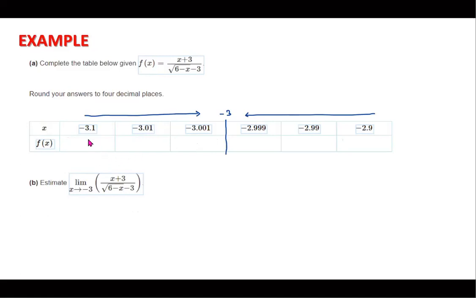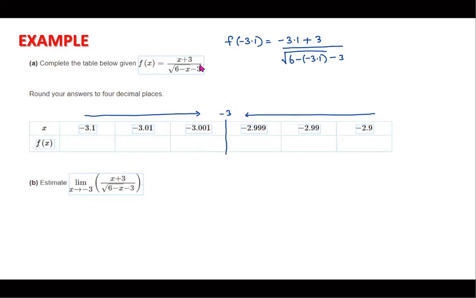So what is the meaning of that? First one is, when x equals negative 3.1, what is the value of the function? We are plugging negative 3.1 into this function, so we are basically calculating f of negative 3.1. So x is negative 3.1, plus 3, over the square root of 6 minus negative 3.1, and then minus 3.